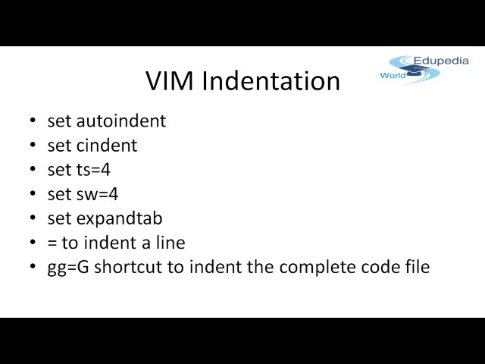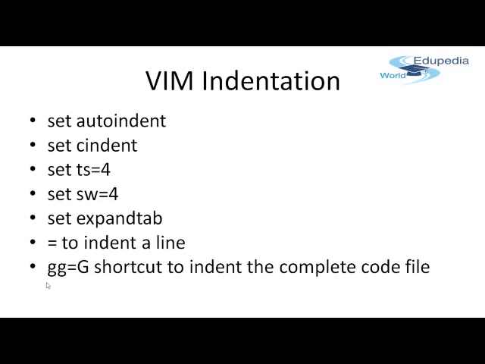Then you can press equal to, and then you can press shift G. Shift G is a movement shortcut to move to the bottom of the file. So now when you move from one point to another point inside VI editor, you can specify a command in between. First we have pressed GG, then we have pressed the command equal to, which is for indentation, and then we have moved towards the bottom of the VI editor.